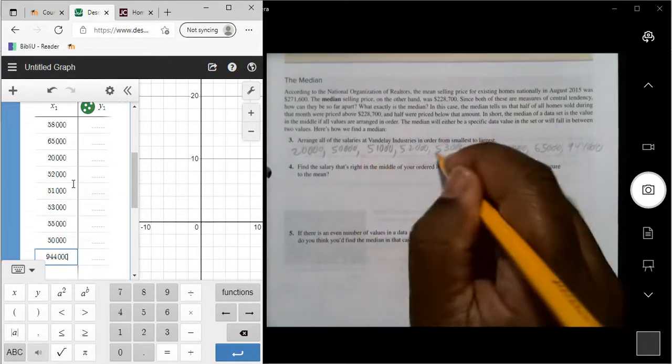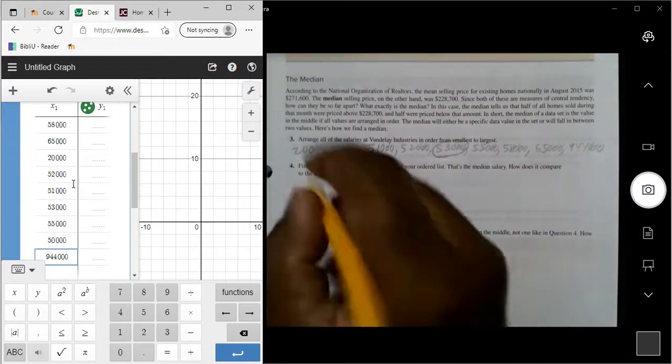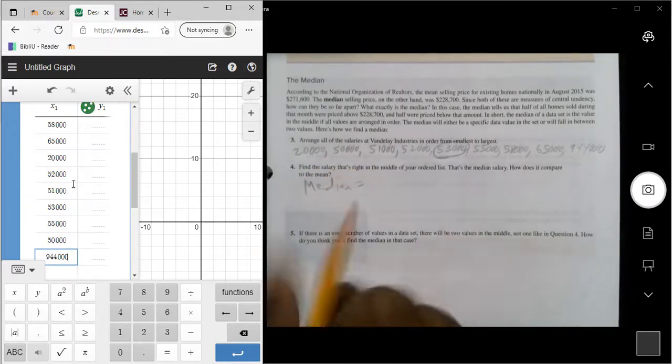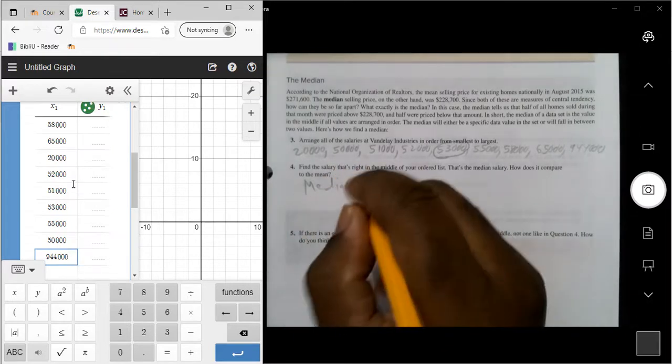So if we look here, the median salary, the middle of the 9 values would be this 53,000. So we'll say the median is equal to 53,000.